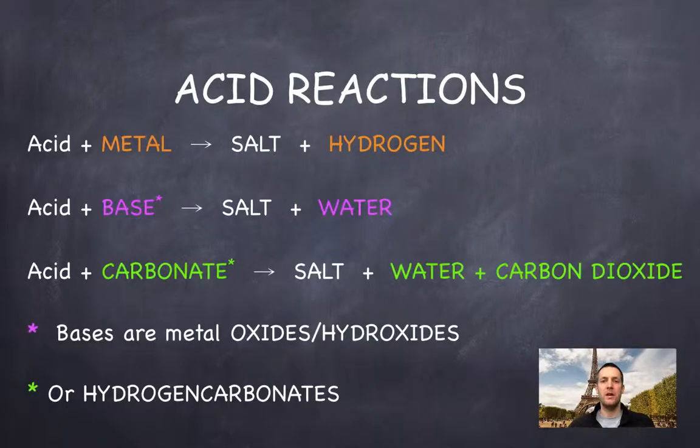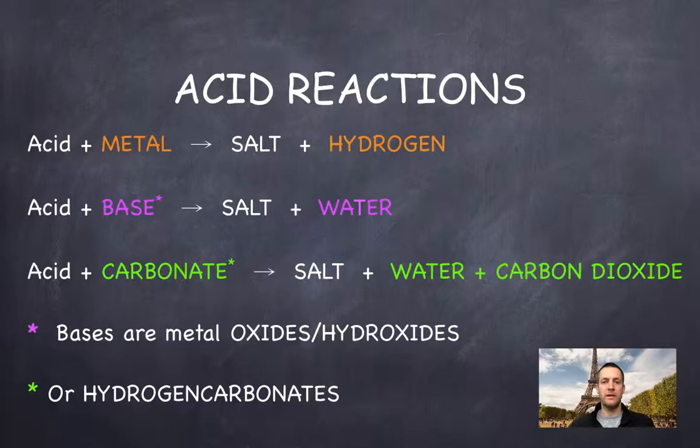Okay, now here are the reactions in general that we need to know about. We're going to look at these in a bit more detail as the film goes on. But let's just introduce three types of reaction. So they are the acids reacting with metals. If an acid reacts with a metal, it will produce a salt and hydrogen.